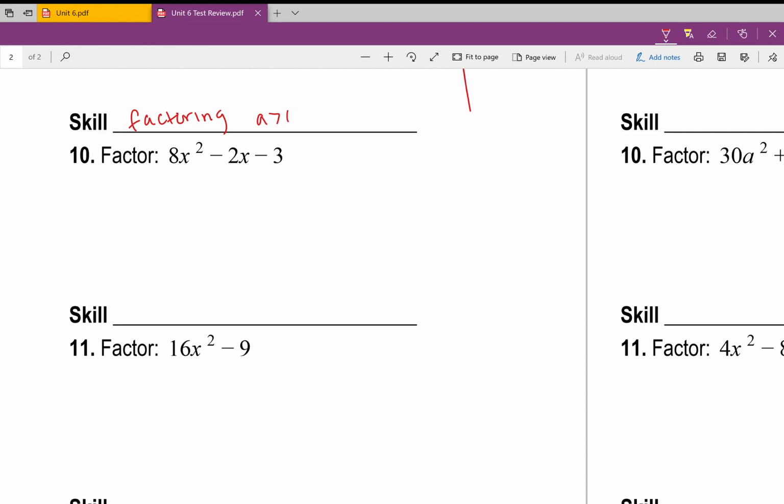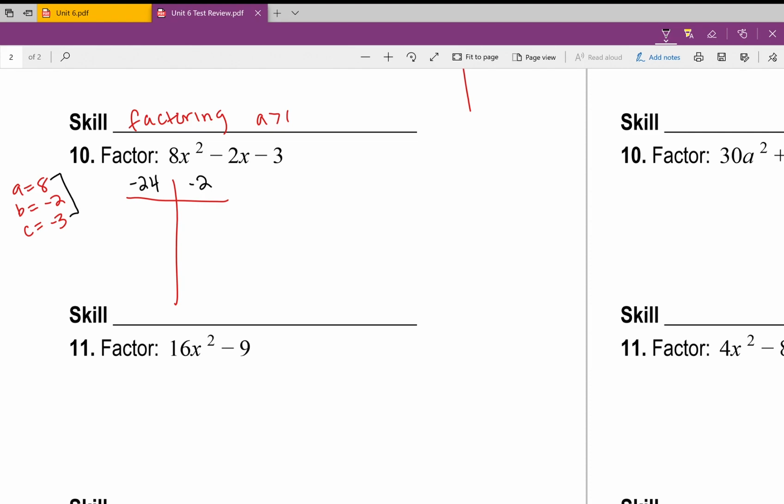Factoring a greater than 1. Remember, our first step is to see if we can take out a GCF. We can't take out a GCF because we have a equal to 8, b equal to negative 2, and c equal to negative 3. There's no number that can divide into each of them, so I just start with my table. So I need a times c, so 8 times negative 3, which is negative 24, adds to b, which is negative 2. So two numbers that multiply to negative 24, but add to negative 2.